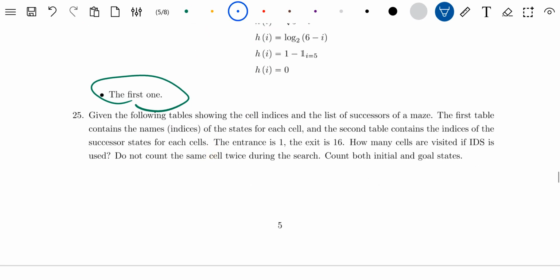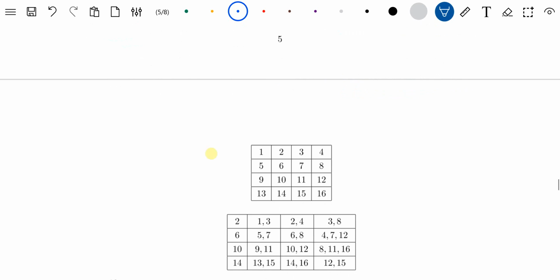Okay, so let's move on to this. We want to start with 1 and exit at 16. So this is basically the homework. Programming homework, and remember to count both initial and goal states.